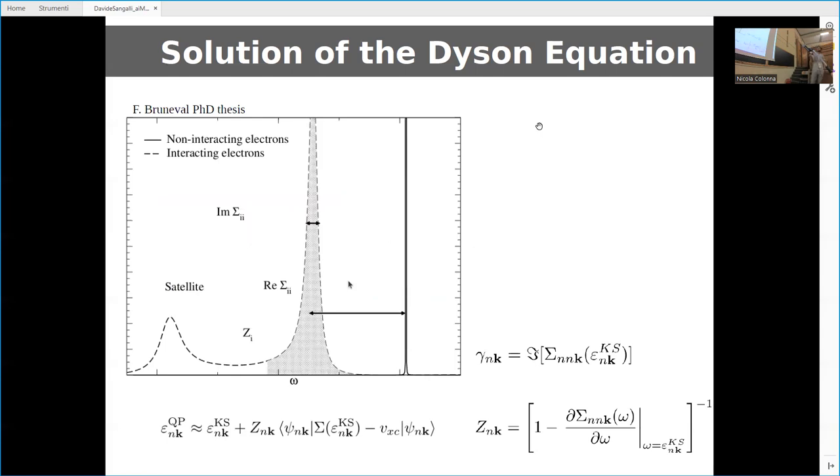And with all this, in the end, the picture is that I take my Kohn-Sham peak, as I've shown at the beginning, and there is a shift in energy, there is a width, the imaginary part, and then I also have this Z, which gives me the integral of the area below this peak. So it gives an idea of how much amplitude has been transferred from this bare peak to the quasi-particle peak, and how much amplitude is eventually in other peaks like satellites.